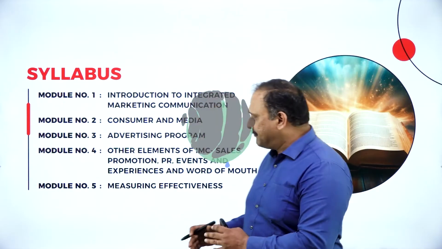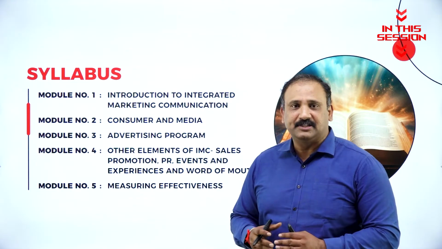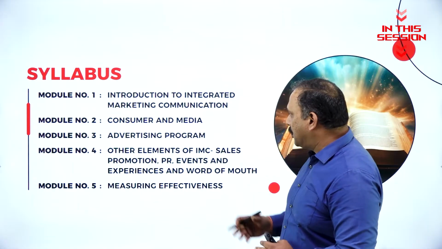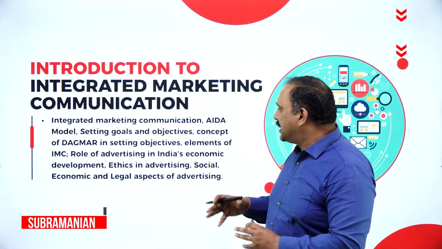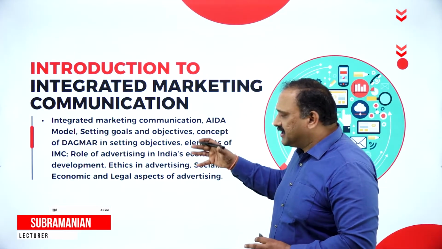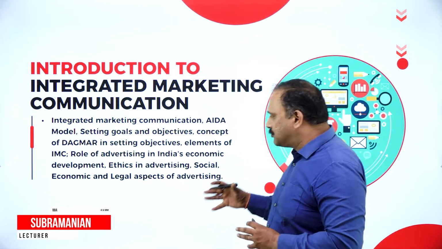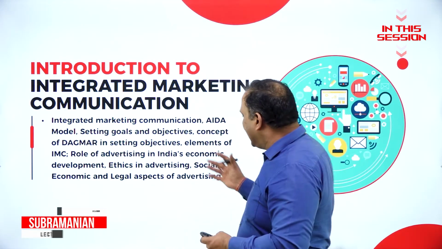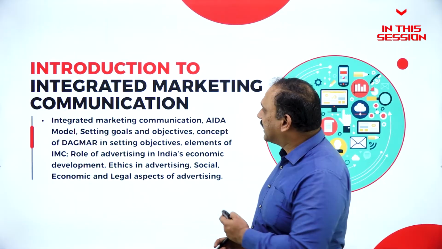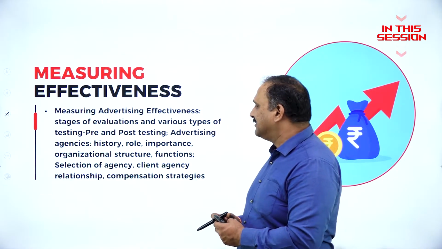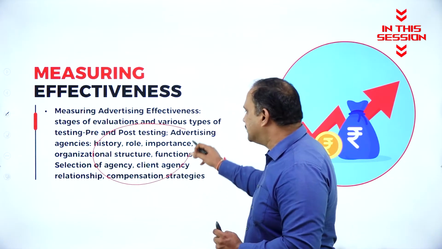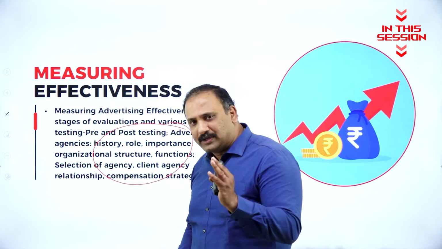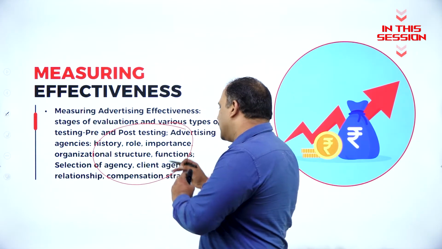The syllabus, let's have a look into it. We have 5 modules in this particular subject, starting with module 1, Introduction to Integrated Marketing Communication, where we're going to talk about the IDA, the Dagmar models and all those things. What are the ethics, the legal and the economic perspectives of advertising? We are also going to see the measuring of effectiveness. We're going to talk about the pre and post testing, advertising agencies, roles and importance, and what they play in terms of the organization function.